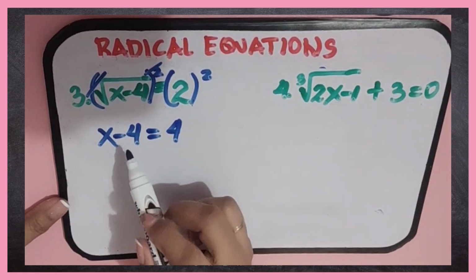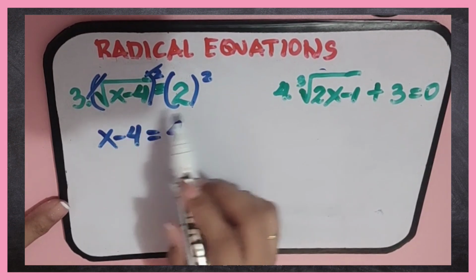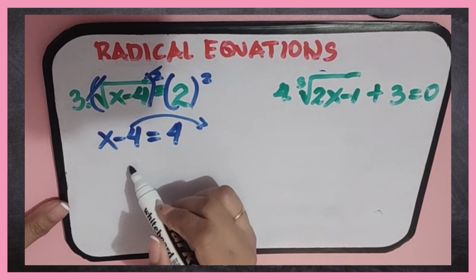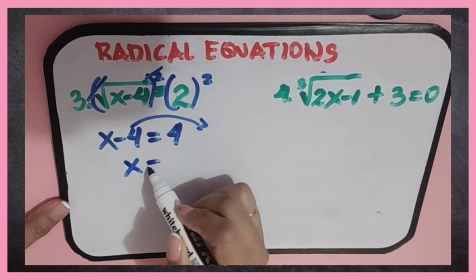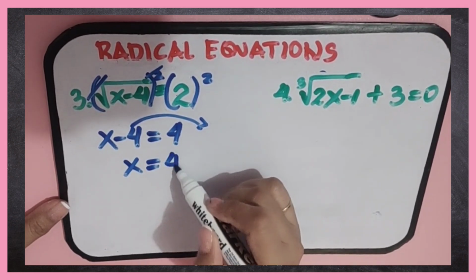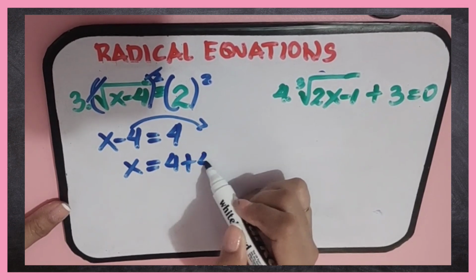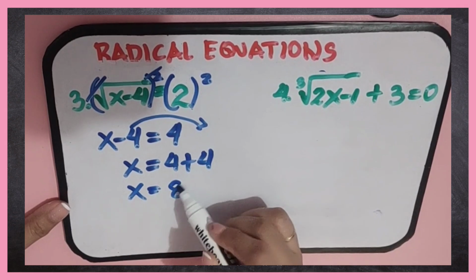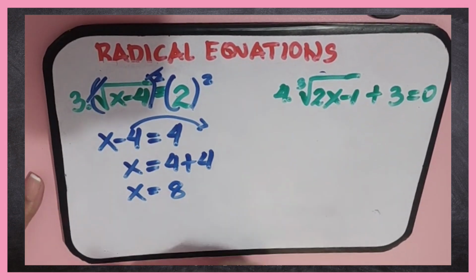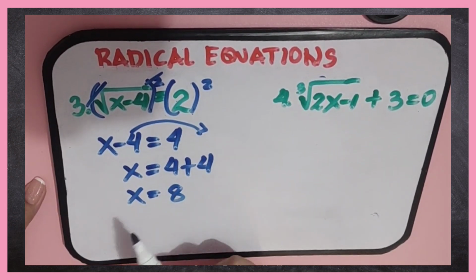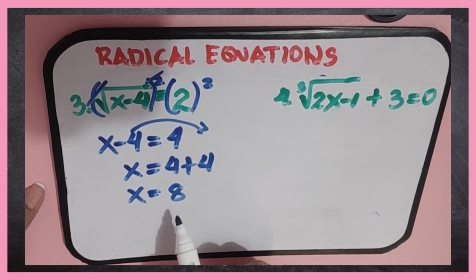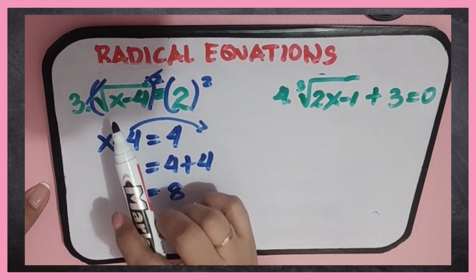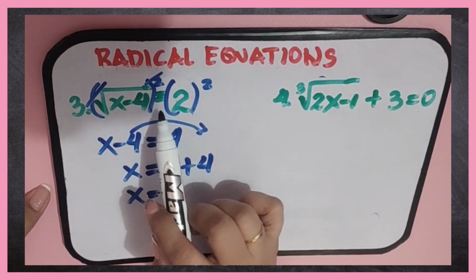Then you will transpose negative 4 to the right side of the equation, so it becomes positive instead of negative. So we write 4 plus 4. Then the value of our x is 8. Then again, like number 1 and number 2, you can check if your answer is correct, or if 8 is a solution of square root of x minus 4 is equal to 2.